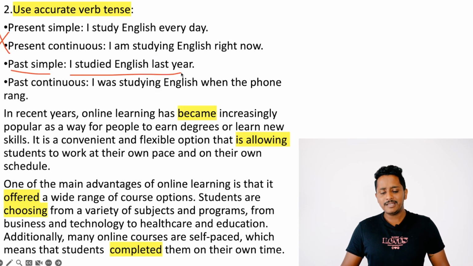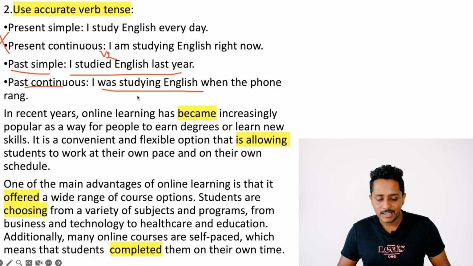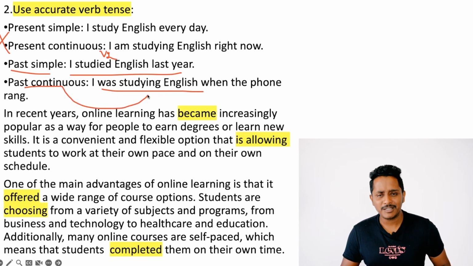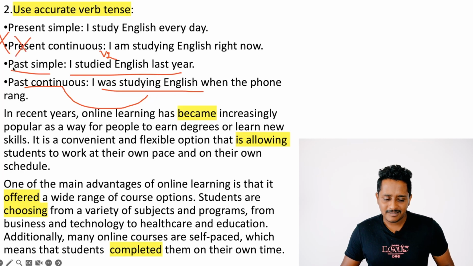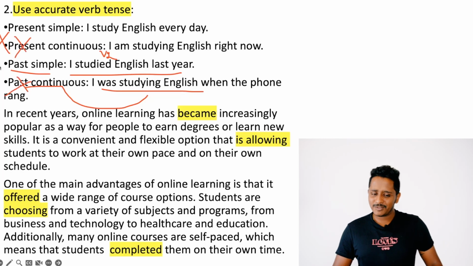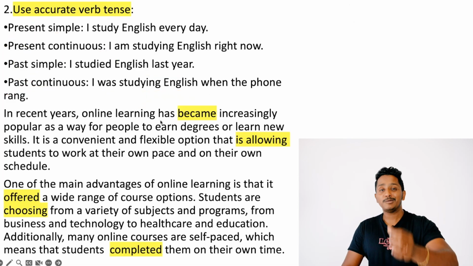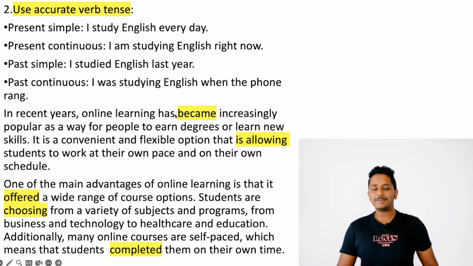Past simple: I studied English last year, verb 2. Past continuous: I was studying English. See, continuous tense will have "ing" in it. Don't simply use that in your IELTS essay writing. This too will usually not be used. It's usually present simple 90% of the time. Sometimes we may have to use the past simple as well. So let's understand the mistakes people make with respect to the tenses.